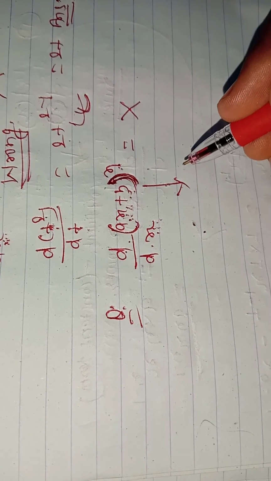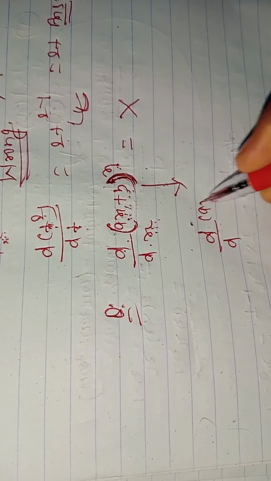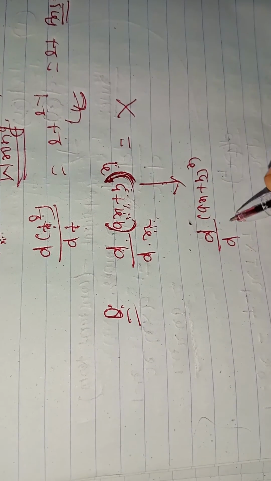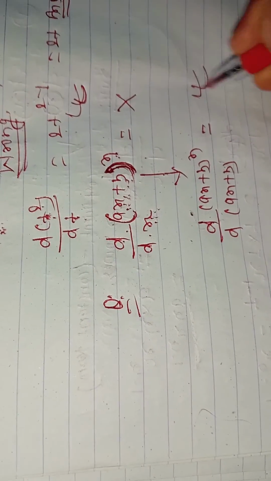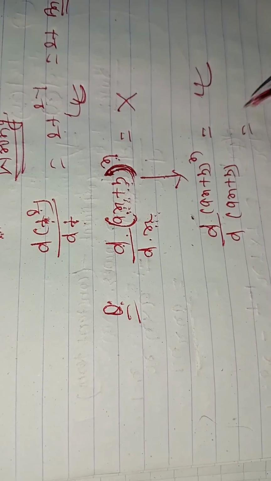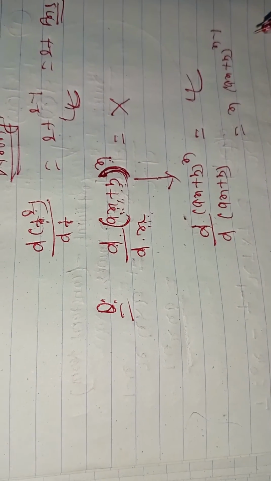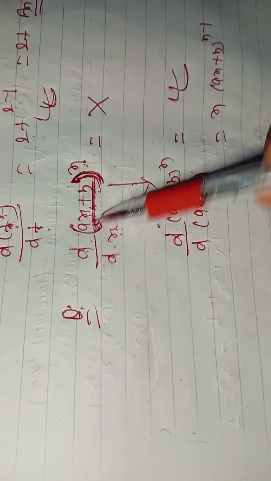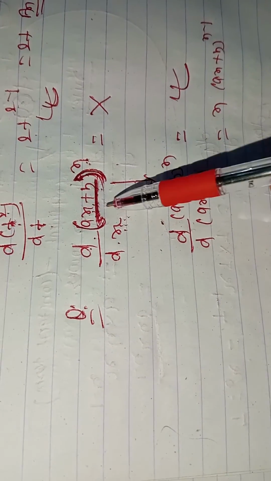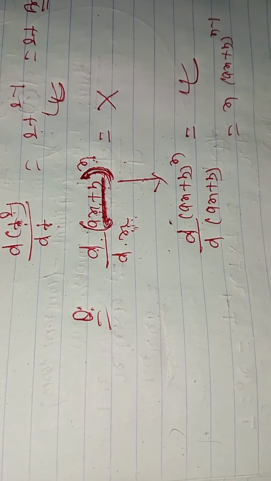If this question were d by d(ax plus b) of (ax plus b) power n, then only you can find the derivative, where n is taken out and (ax plus b) to the power n minus 1. So always concentrate on the variable or the base, it should be the same to calculate the derivative.